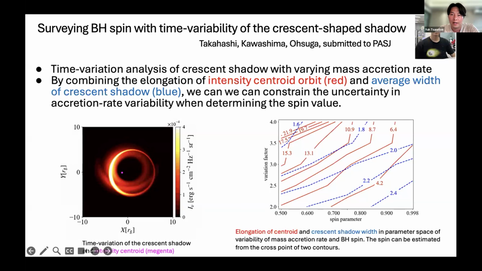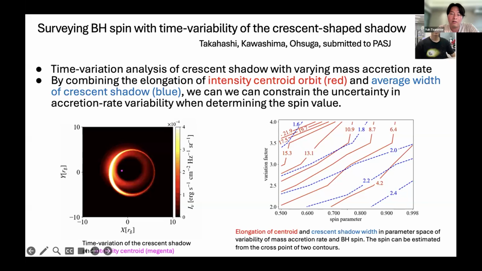I'm going to start with the study on ring images, which is led by Mikiya Takahashi at Tokyo Kosen. Their current topic is constraining the black hole spin by analyzing the time variability of the crescent-shaped shadow. As shown in the movie on the left, the crescent shadow is formed by the combination of photon ring and foreground emission coming from the inner accretion flow all the way down to the ISCO radius, and the spin information is imprinted in this characteristic shadow shape.